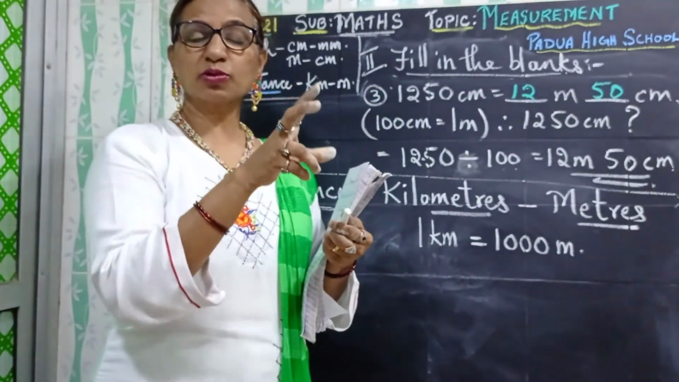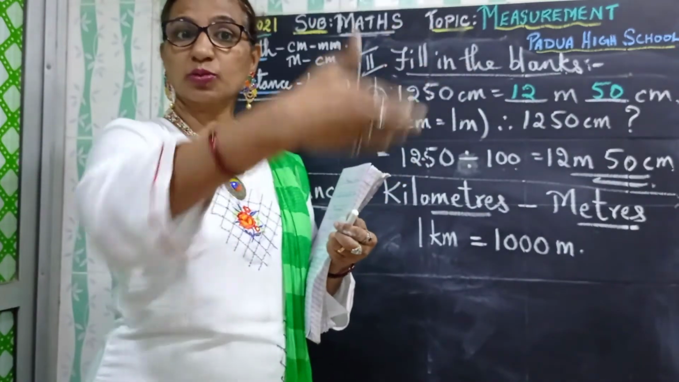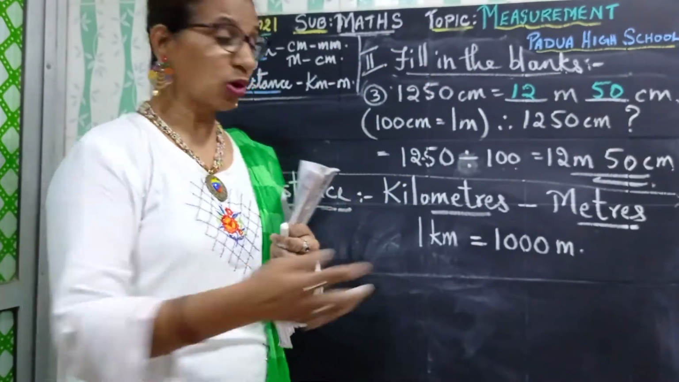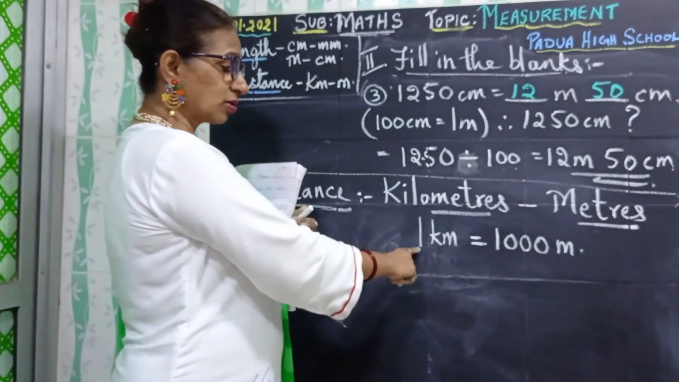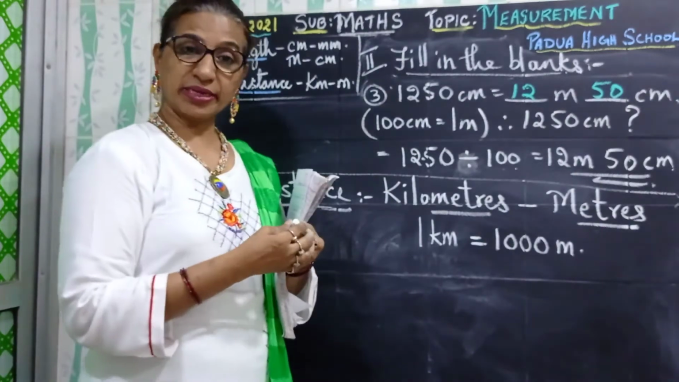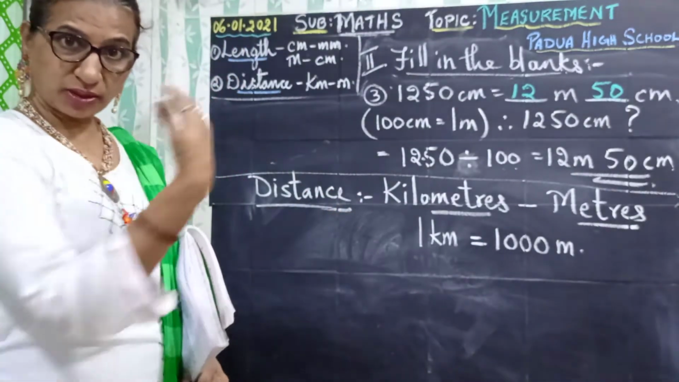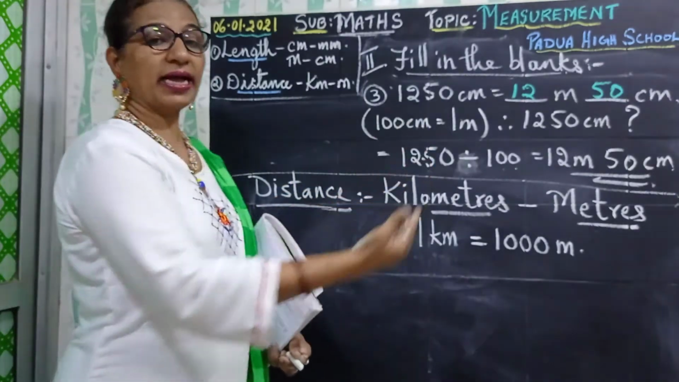So you can see those stones. Those are the milestones which tell you how much distance you still have to go to the place that you want to reach. This is what kilometers are used for. Kilometers and meters are the units for measuring distance. Okay, children, kilometers and meters.